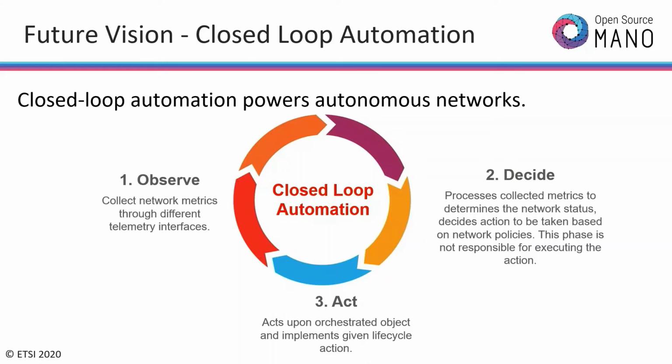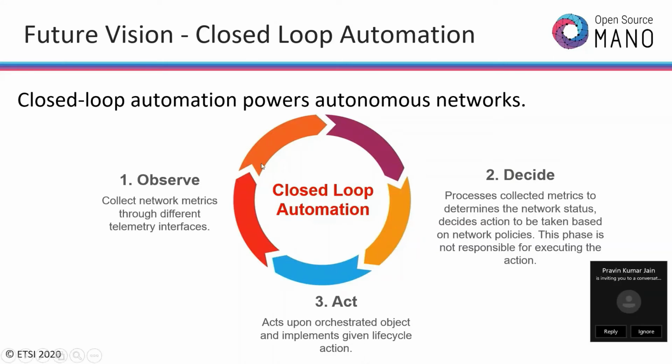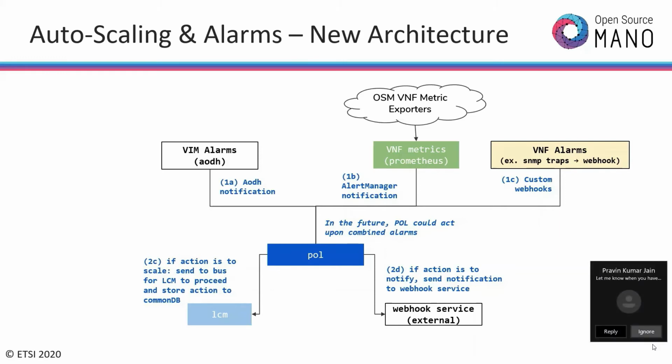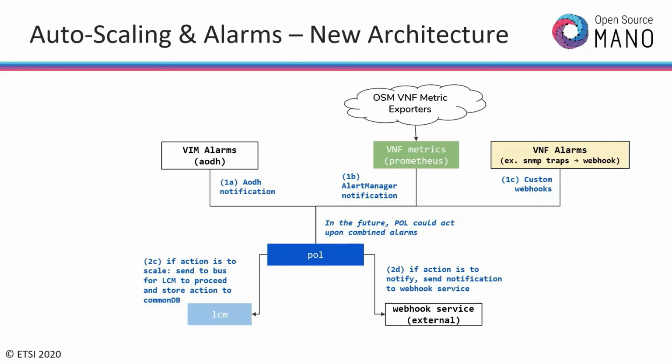Now, for that, the one step that we are doing right now is having a more decentralized auto scaling and alarm. In the earlier architecture, or the present architecture, you have seen that the evaluation happens in the MON evaluator, and then the POL is called.